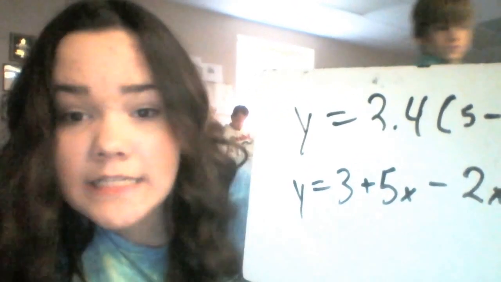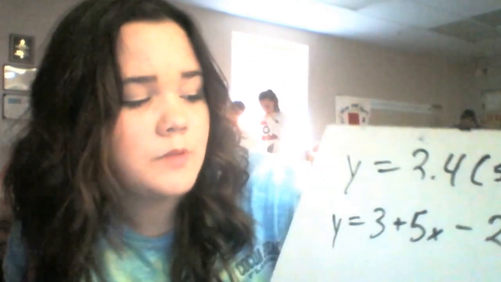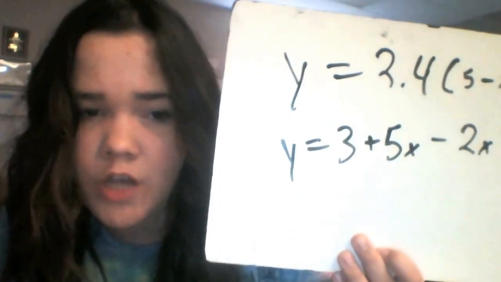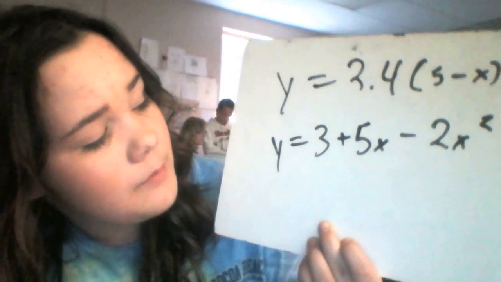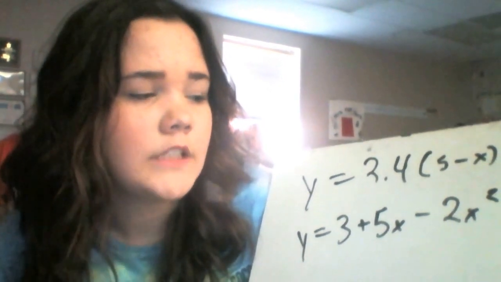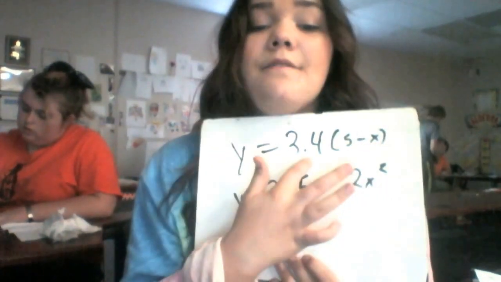Next one is y equals 2.4 times parentheses 5 minus x, and then there's y equals 3 plus 5x minus 2x to the second power. We can already tell, if you remember, the exponents cannot be larger than 1. So that's how I remember it, and I believe it is the bottom one. You can always identify the nonlinear answers by whether they have a second power.